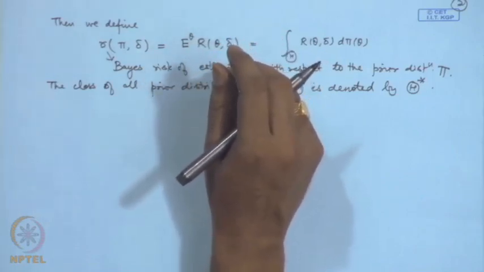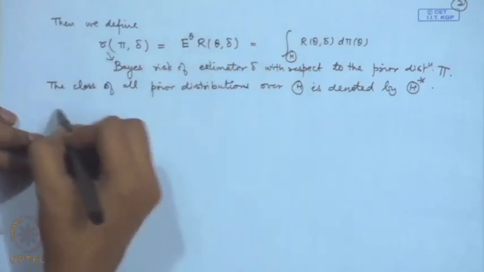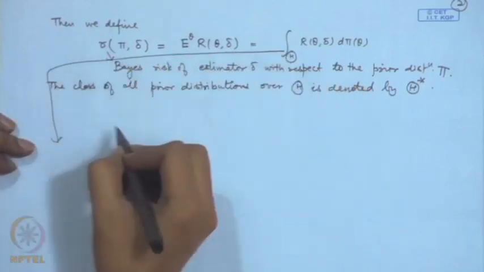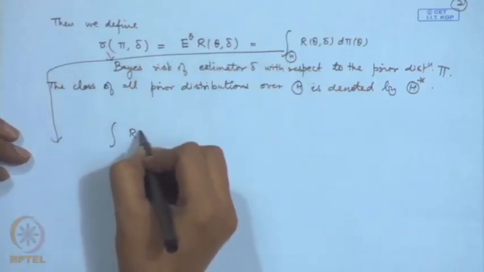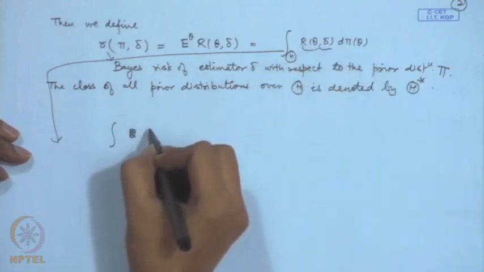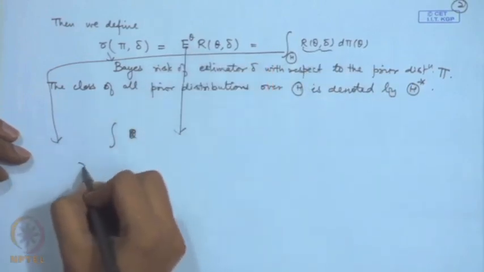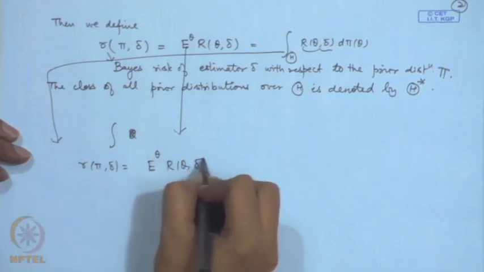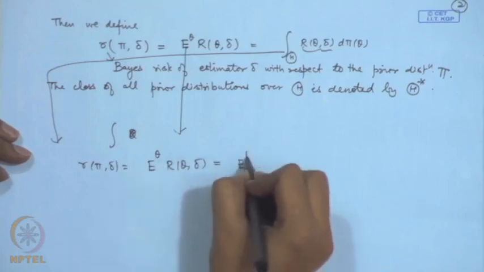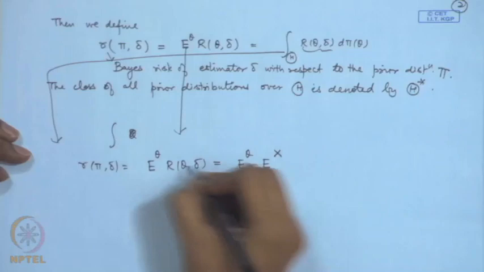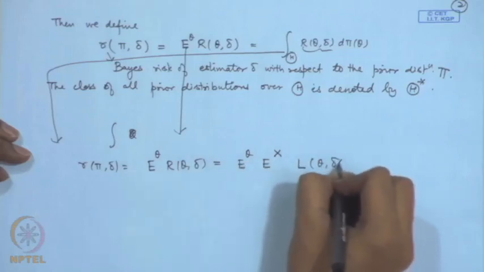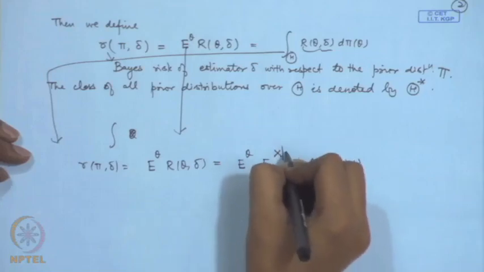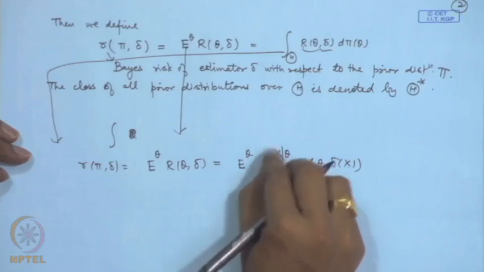For example, if you expand this quantity, this could be r theta delta. Now, this r theta delta is nothing but... so this quantity, for example, r pi delta, is equal to the expectation with respect to theta of r theta delta, and this r theta delta itself is an expectation with respect to x of L theta delta x. Now, the distribution of x involves theta. So, we are treating it as a conditional distribution of x given theta now.